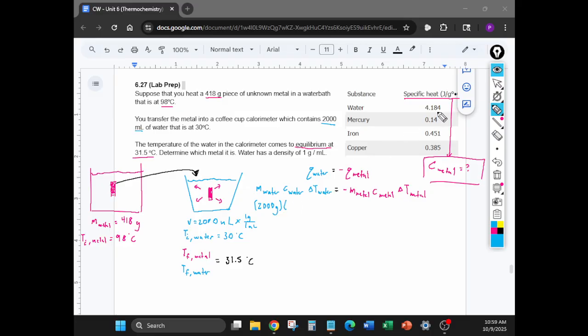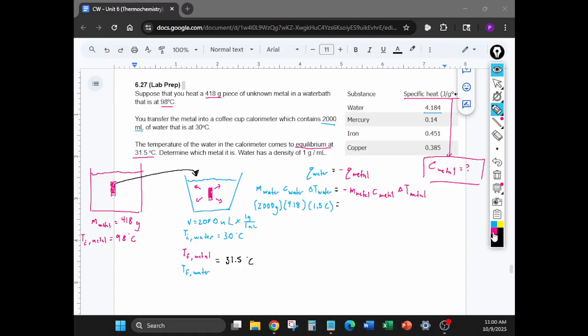Specific heat of the water, well, it's on our table right there, 4.18. So we're going to do 4.18. I'm going to omit the units of measurement just to save space, but it'll be joules over grams Kelvin. The temperature change of the water is the final temperature minus the initial temperature. So the final temp is 31.5 minus 30, so the temperature change will be 1.5 degrees Celsius. Okay, so that is the water side. Everybody good with that? Okay.